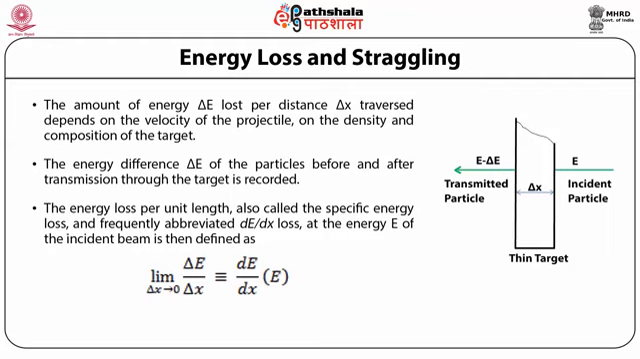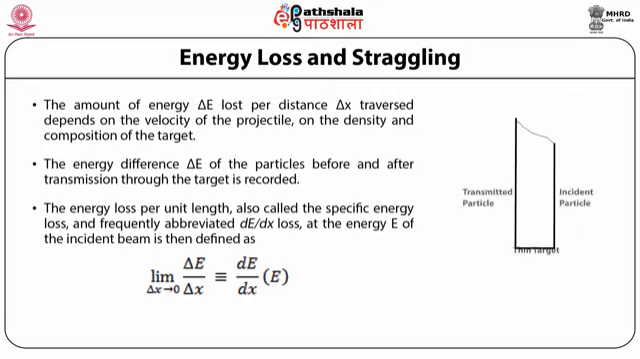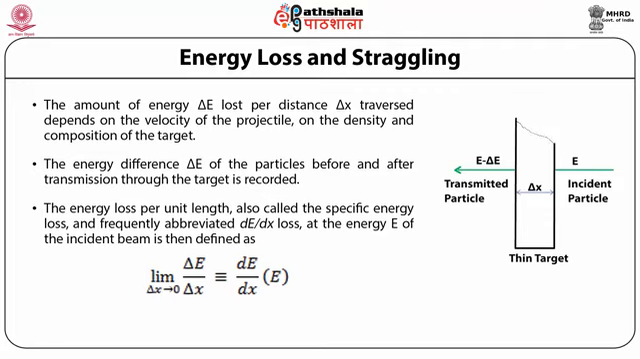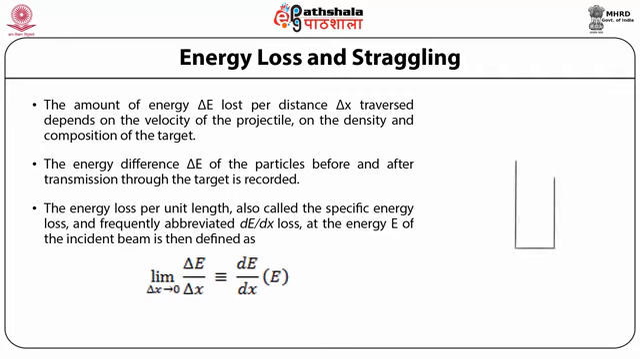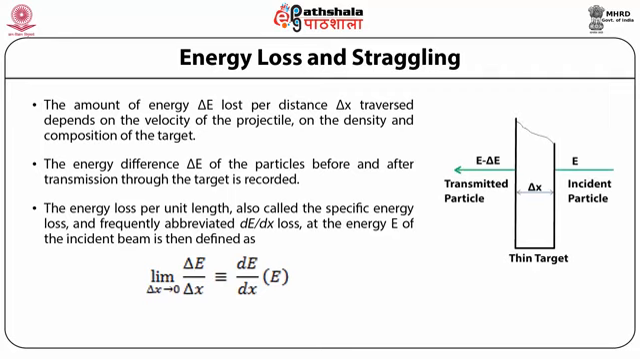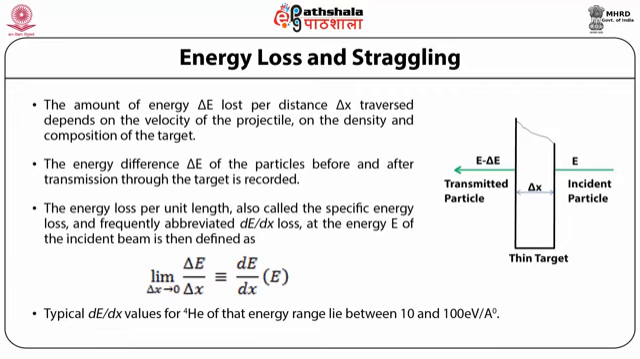For backscattering spectrometry, it is the energy loss of helium-4 in the elements at energies between 0.5 and 3 mega electron volt that is of chief concern, because beams of helium-4 in that energy range are most frequently used. Typical dE by dx values for helium-4 in that energy range lie between 10 and 100 electron volt per angstrom.